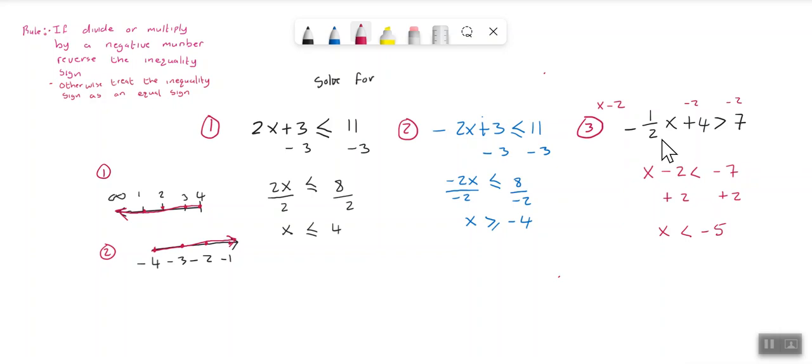So that is inequalities, and that's what they are, and that's what they're about. And then this is working or solving inequalities, and then this is the important rule that comes into play when we're working with inequalities.